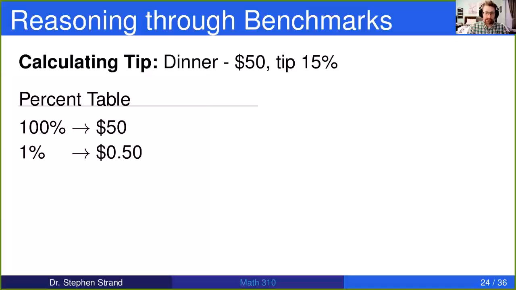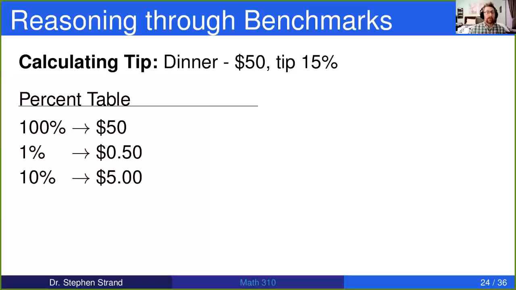I think a better benchmark for this problem would be to do 10% instead of 1%. So 10% of 50, right? 1/10 is again not too difficult to calculate. $50 becomes 10% of that is $5. Okay, but that's not exactly what we need for the tip. So how do we get that?